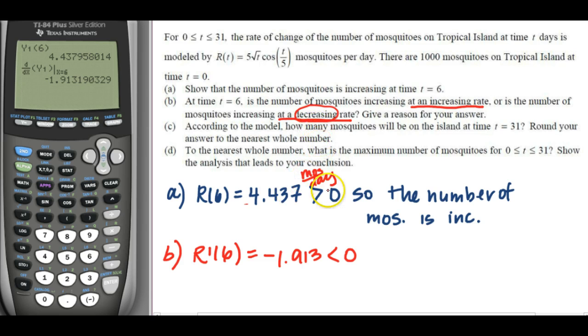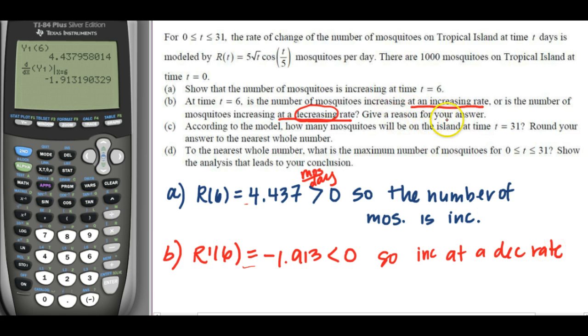So every day, more mosquitoes are going to be on the island, but the number of mosquitoes added every day is going to be less and less. So on day 7, maybe 4.2 mosquitoes are added, and then on day 8, 4.1 mosquitoes are added. So it's specifically, though, at time t equals 6. So we're interested in what's going on right at this time. So that's why we needed to calculate r prime of 6. So the answer is increasing at a decreasing rate.